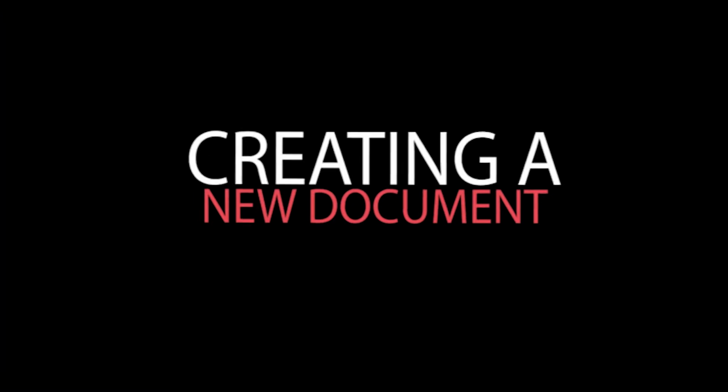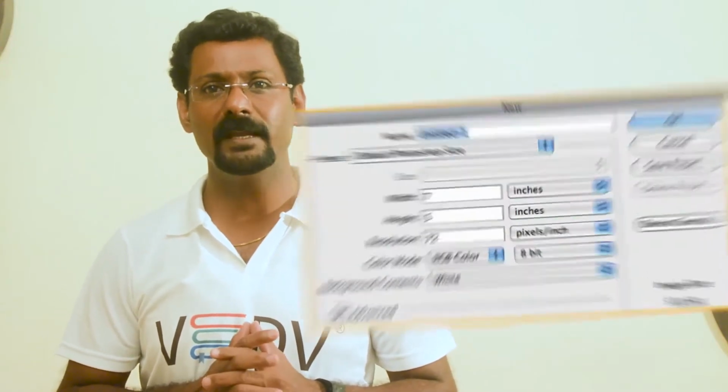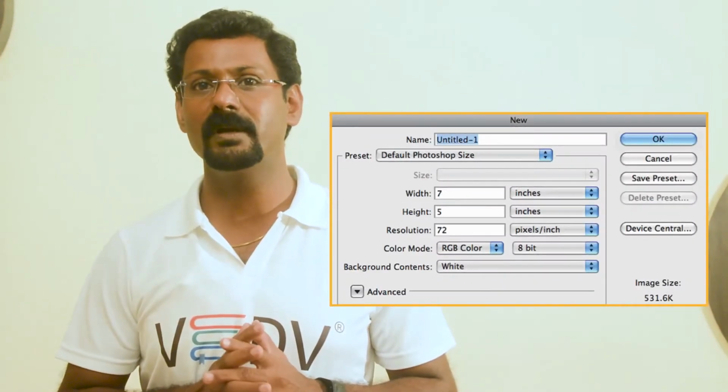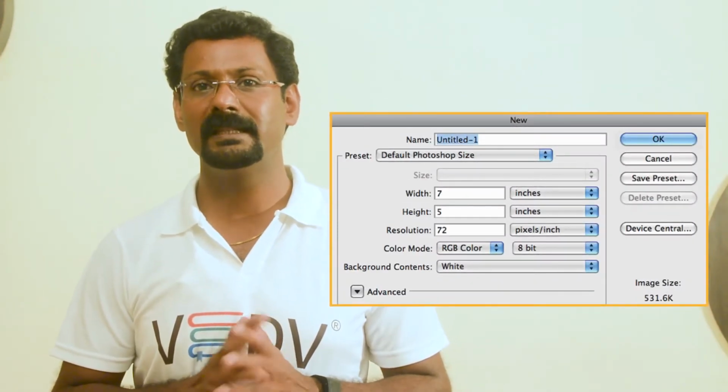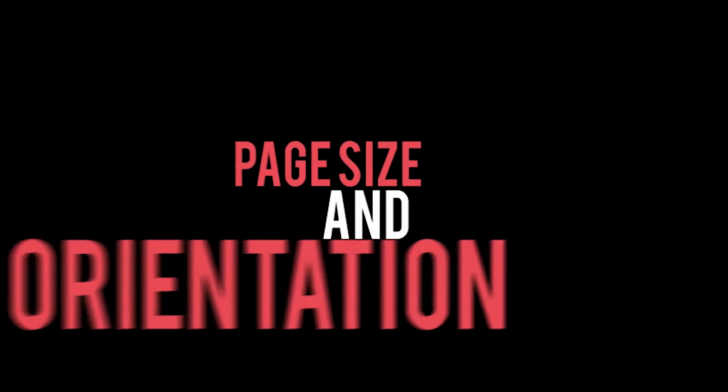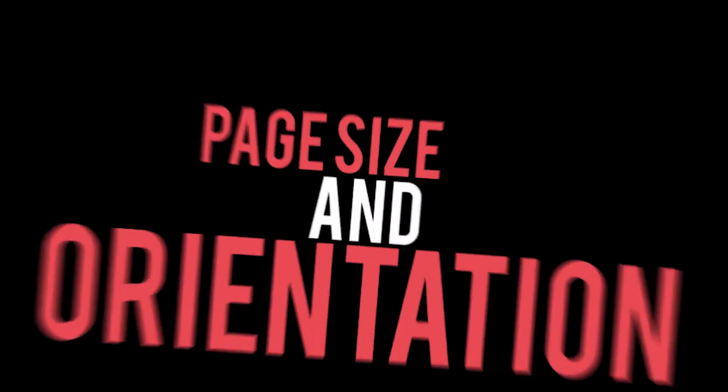Creating a new document. To create a new Photoshop document, follow these steps. First, click on File, New. The document setup dialog box will appear. This dialog box has the following options: page size and orientation. Here you will be able to name your file, and set up the correct page size and orientation for your document.